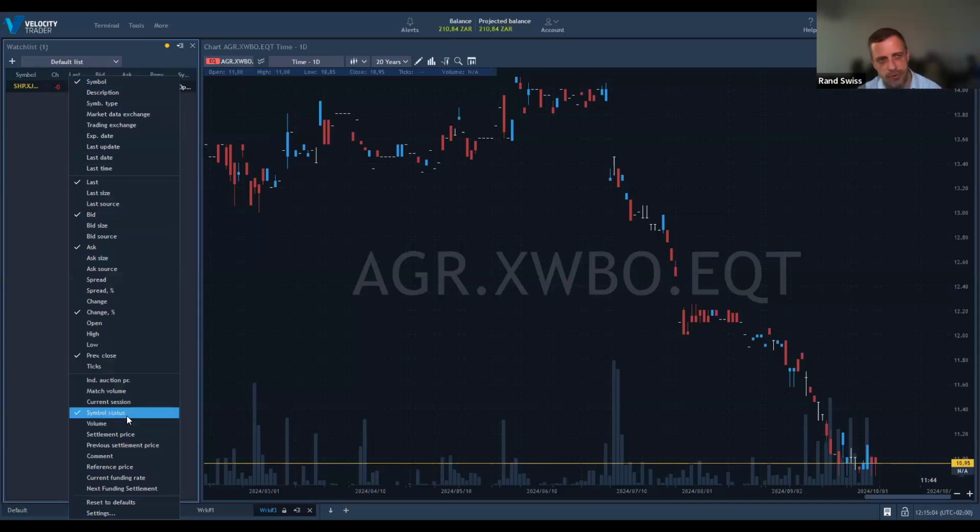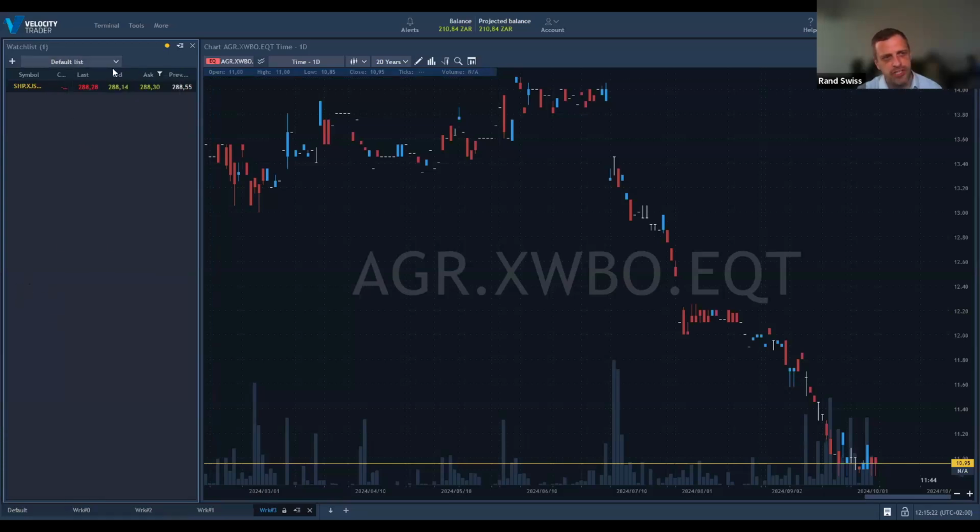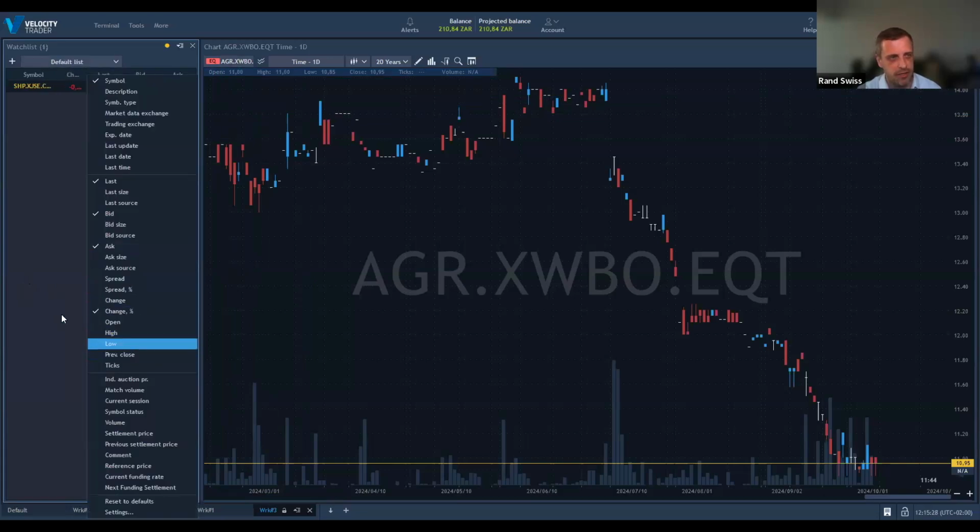Symbol status, open or closed. Basically, that just means, is it currently trading or is the market closed? I know when the JSE trades, I don't need to see that. I do want to see the last traded price, bid and ask, so that's kind of the spread, the price change for today and its previous close. But just by removing some of those columns, already you can see I don't need to widen it. It already looks cleaner.